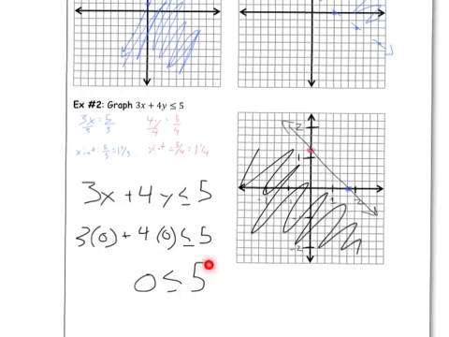If this was not true, if I got something like 0 is greater than or equal to 5, which we all know is not true, then that would mean that that is not a solution and the other side is. We'd shade over here. So that's how you do that. Okay, let's go on to the next page.